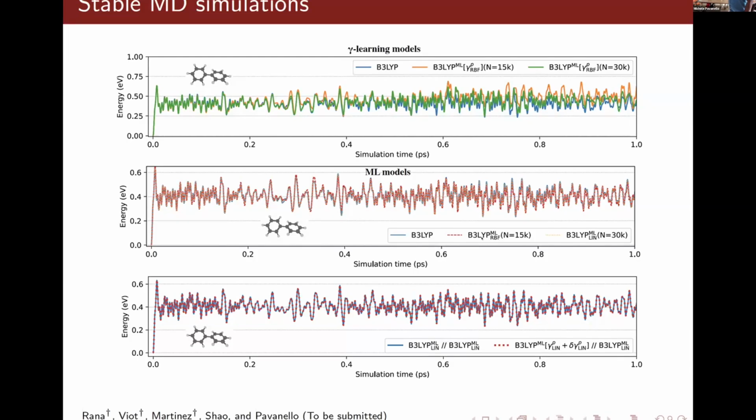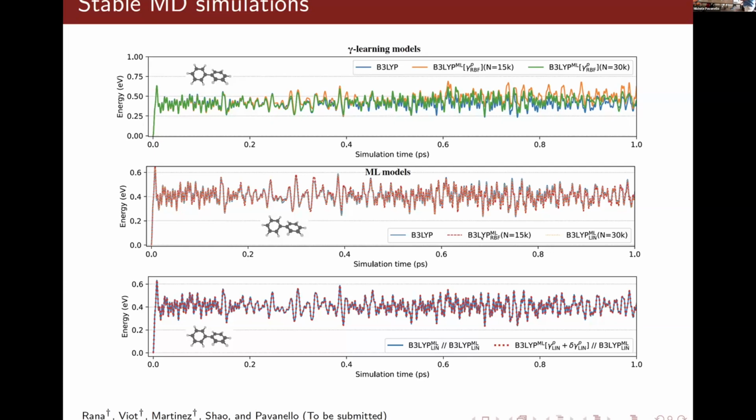Although these are ML models, I want to remind you that these ML models also have access to good gammas. To test that, we have taken snapshots from this trajectory and computed the energies using these two models. And as you can see, the energies are matching. So we still have good gammas even with these ML models.